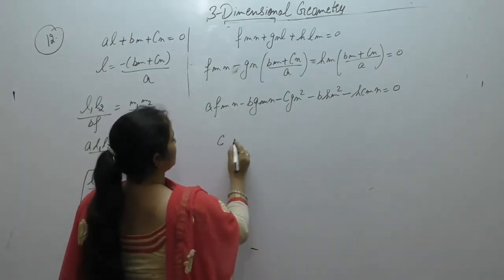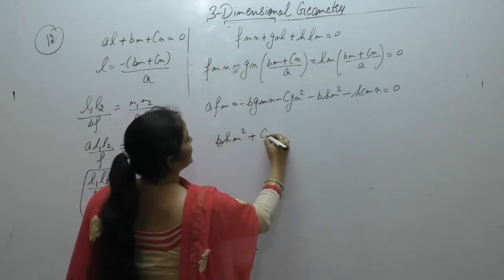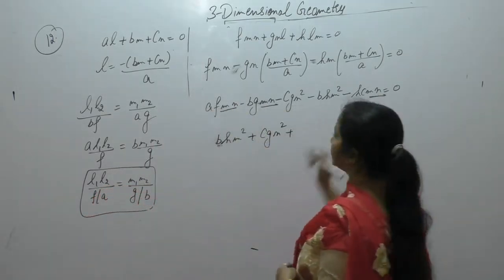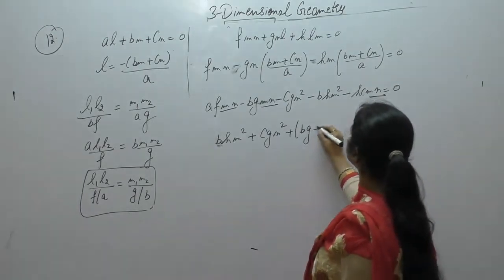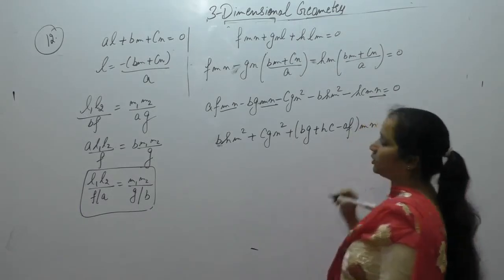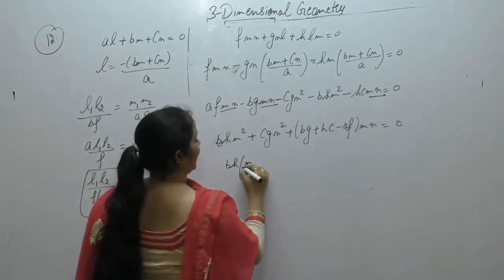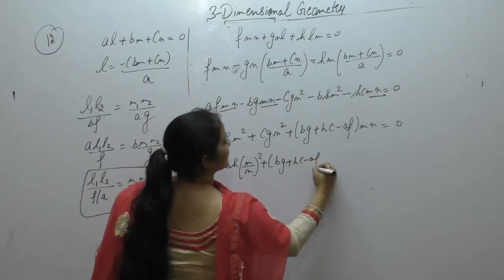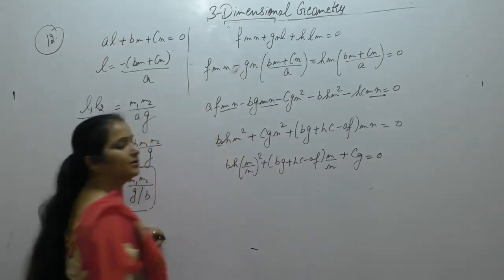So take the negative sign common from bh m square, cg n square, and mn common from these three terms. After taking negative common, what we get? (bg plus hc minus af) mn. Now divide the whole equation by n square: bh (m upon n) square plus (bg plus hc minus af) m upon n plus cg equals to 0.